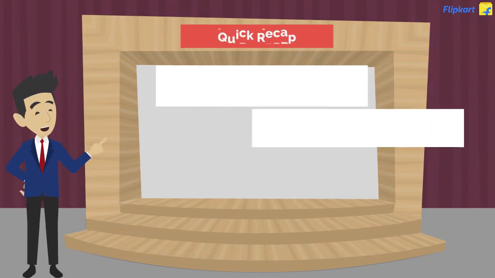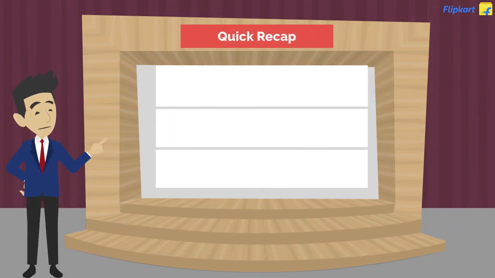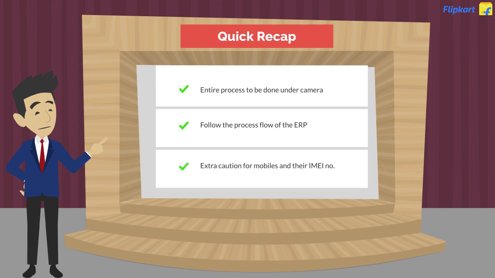We are nearly at the end of this video. So, to quickly recap, please ensure that the entire RTO CV process is done under the camera. Follow the process in the ERP app, especially the questionnaire. And finally, be extra careful when dealing with phones with regards to their seal and IMEI number.